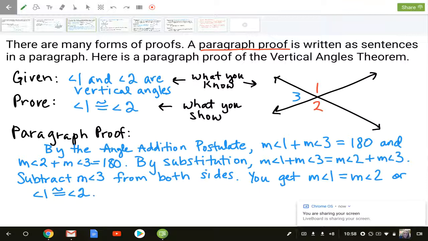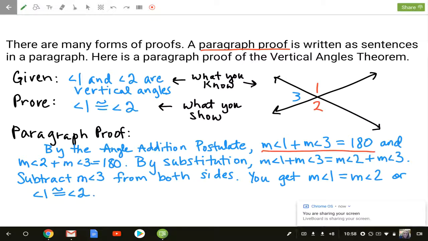Now, I have the measure of angle 1 plus the measure of angle 3 equals 180, and the measure of angle 2 plus the measure of angle 3 equals 180. So by substitution, I can say, since they're both equal to 180, that the measure of angle 1 plus the measure of angle 3 equals the measure of angle 2 plus the measure of angle 3. Okay, remember we did say when we were looking at the different properties that you could have also said by the transitive property, since they're both equal to 180. But we just use substitution here.